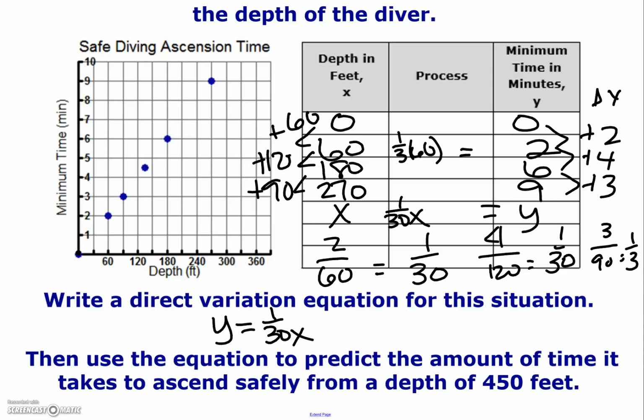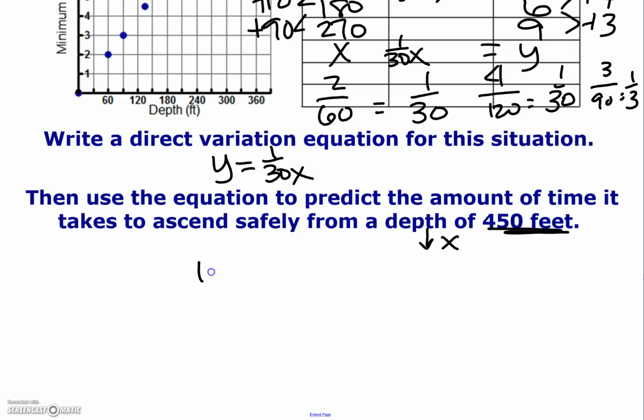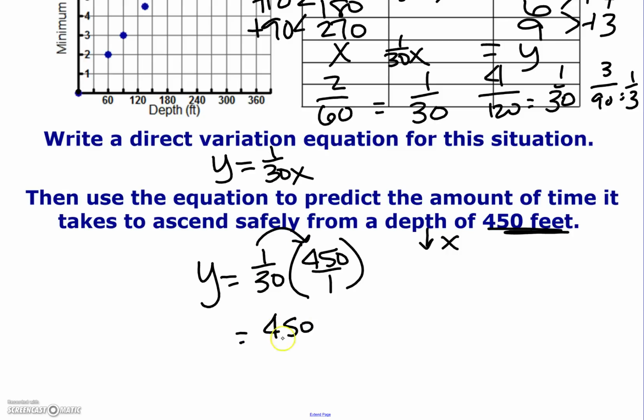Then use this equation to predict the amount of time it takes to ascend safely from a depth of 450 feet. Your depth is your x. Notice it in the table. So we have y equals 1/30 times 450. Use your calculator or do the math. Multiply your fractions. 450 divided by 30. Those cancel. So your answer is 15 minutes.